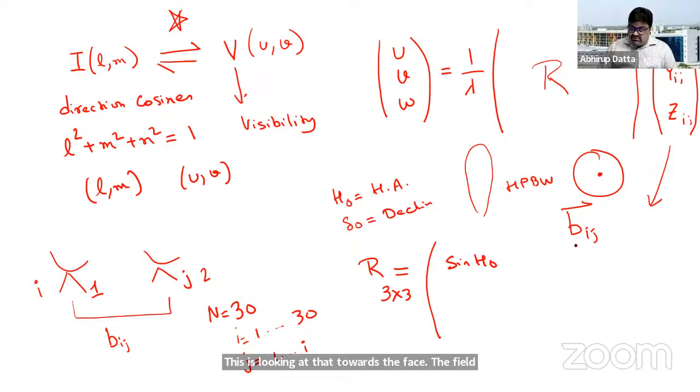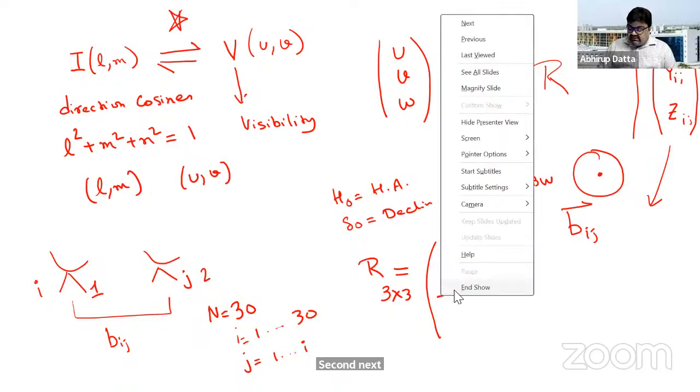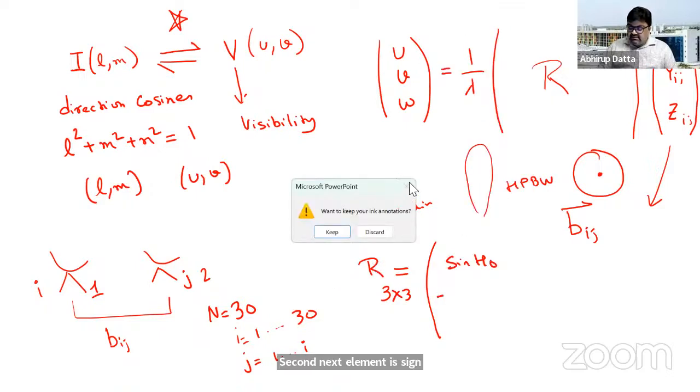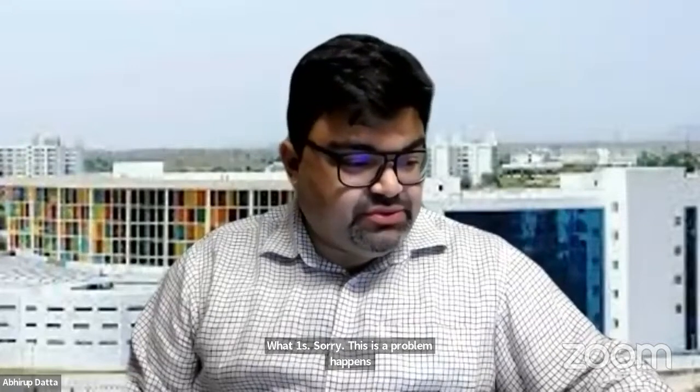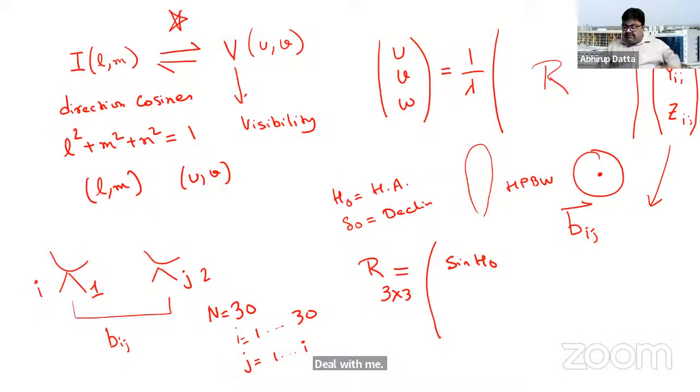So sine of H naught, second next element is sine... one second, sorry. A technical issue happened. Bear with me. Yeah, so we are back.